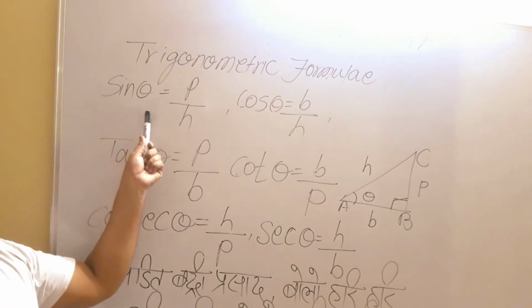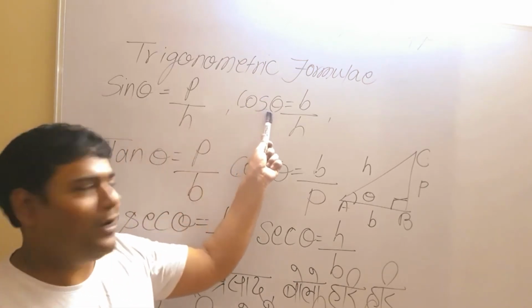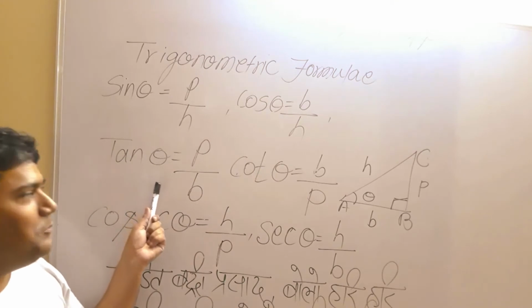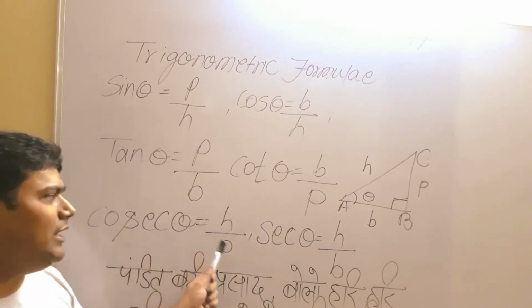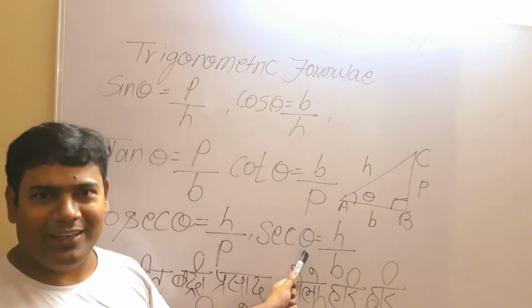Sin theta p by h, cos theta b by h, tan theta p by b, cot theta b by p, cosec theta h by p, sec theta h by b.